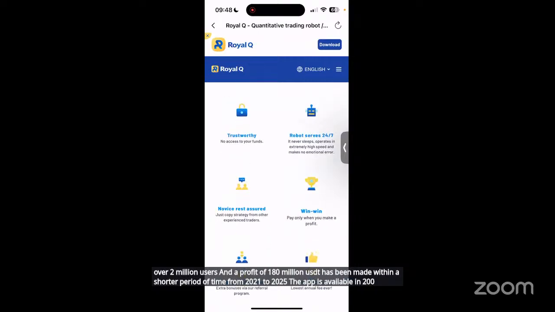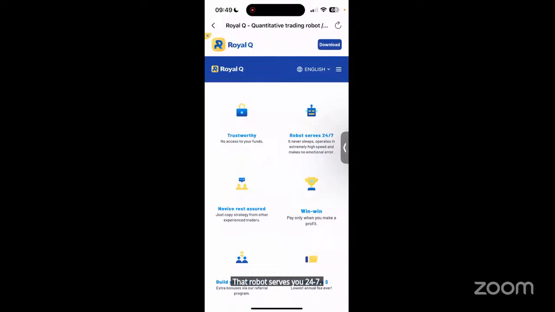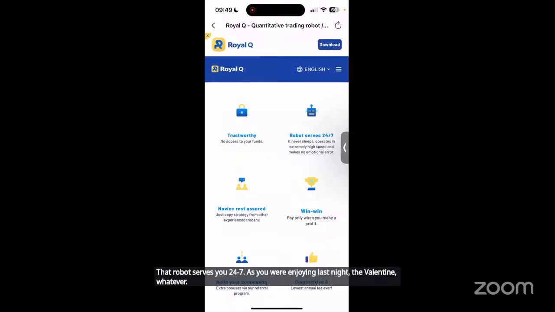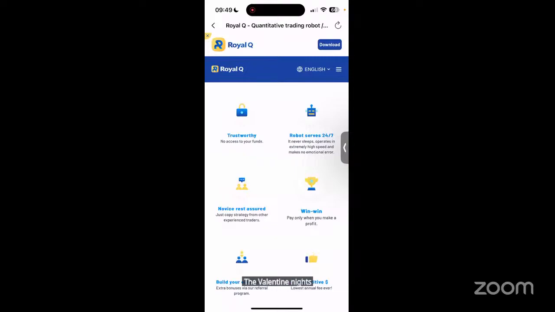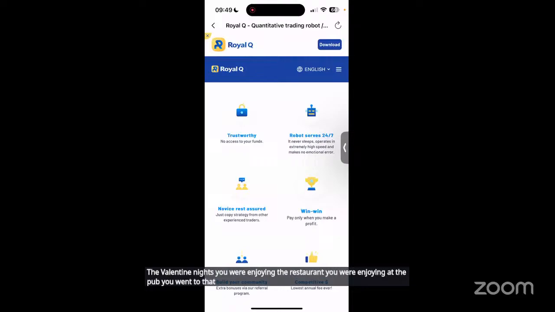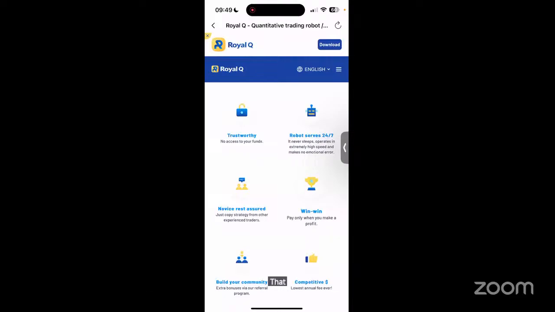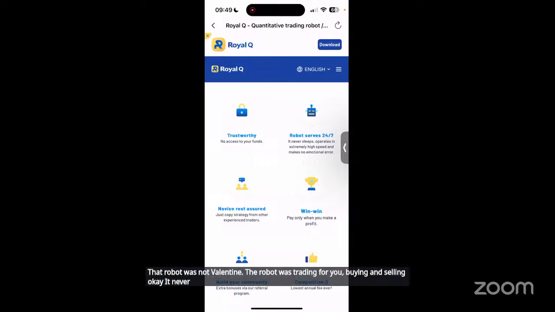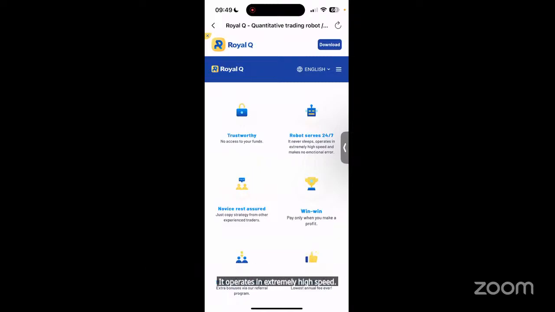The app is trustworthy. Why? Because it has no access to your funds. The robot serves you 24/7. As you were enjoying last night, the Valentine night, you were enjoying the restaurant, you were at the pub, you went to that live band session, the robot was not on Valentine, the robot was trading for you, buying and selling. Okay. It never sleeps nor slumbers. It operates at extremely high speed and makes no emotional error.